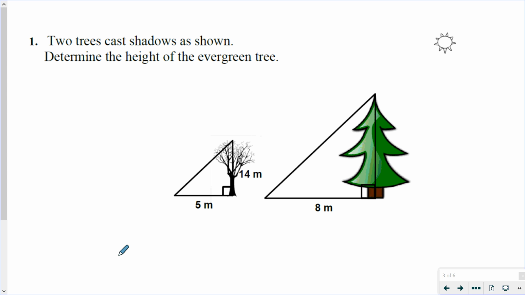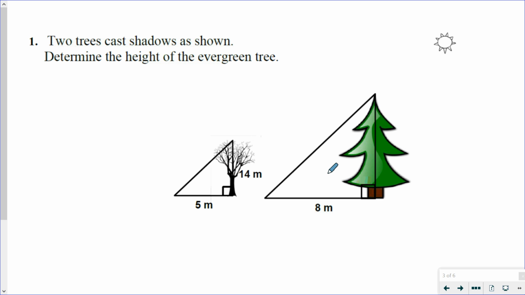The first problem is known as a shadow problem. At a certain time of the day, shadows are being made, and therefore proportional figures and similar figures are also being formed. Here you have two trees that cast a shadow. The smaller tree is casting a shadow of 5 meters, and at the same time the evergreen is casting a shadow that's 8 meters long. The height of the smaller tree is 14 meters, and we want to determine the height of the evergreen.